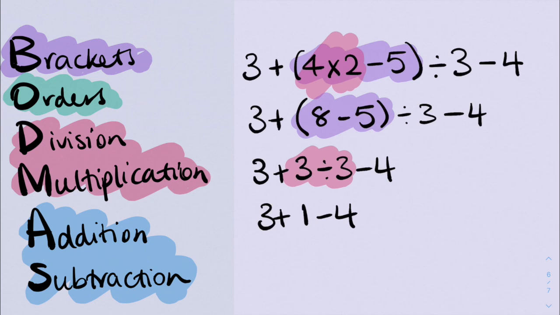Now, we have no division or multiplication left in our equation, so we're going to move on to the addition and subtraction. So we can see we have both an addition and a subtraction. We're going to focus on this one first because it comes first. Now, 3 plus 1 equals 4, and we're going to put our minus 4 in at the end. And now we can see we still have a subtraction to do, and 4 minus 4 equals 0. And that is how we go through our orders of operation using BODMAS.